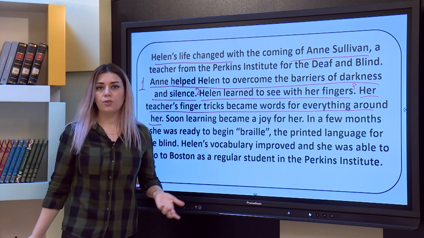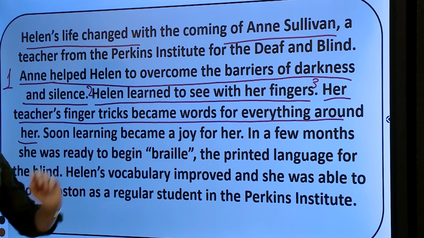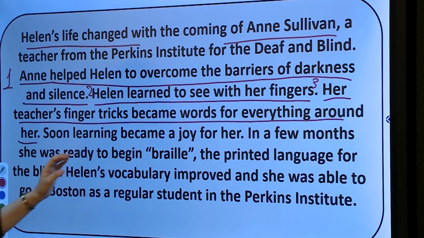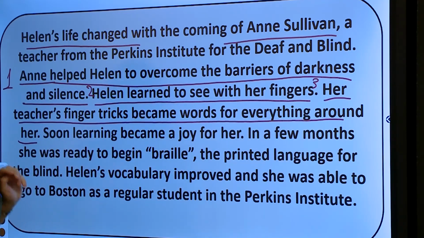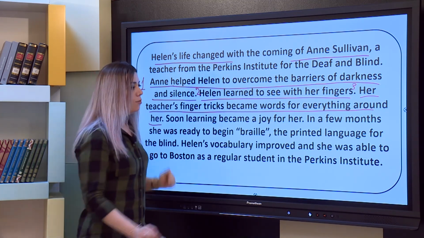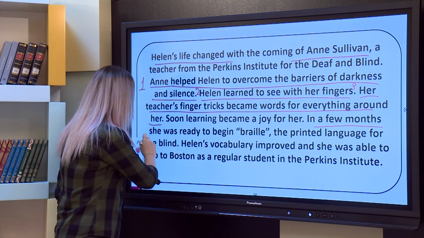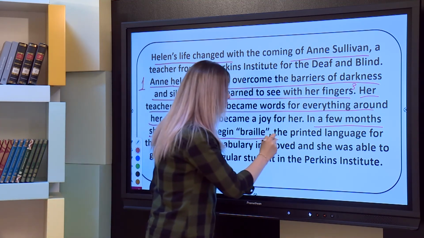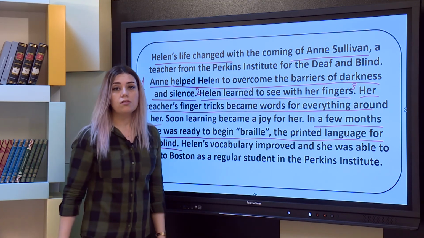And let's see what happened next. Soon, learning became a joy for her. In a few months, she was ready to begin Braille, the printed language for the blind. This is a general sentence. I'm not going to choose this, but I will choose this one because it's a very detailed explanation. So what happened in her life? She started to learn to use Braille.